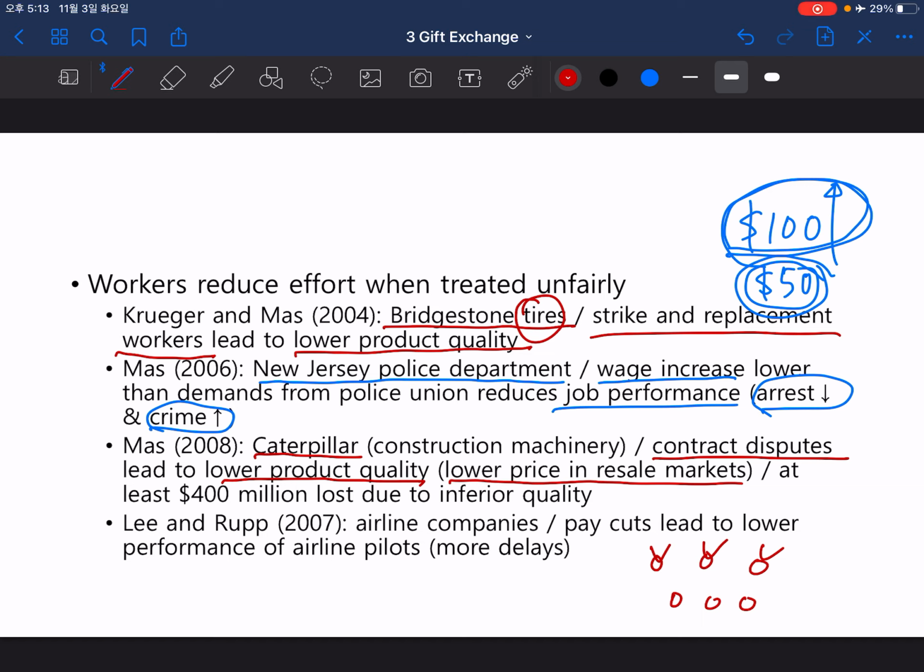So the finding is that when there are contract disputes, the price in the resale market is low. That indicates lower product quality. And according to the calculation by this researcher, this contract dispute leads to at least a $400 million loss because of this kind of inferior quality. So this is a really big effect for companies. Maybe it is better for firms to just increase wages and give favor to workers and induce them to increase their effort. Maybe that's a better business strategy for firms to maximize their payoff.